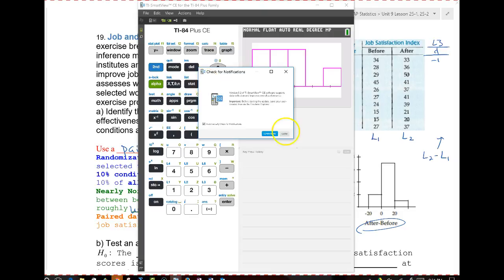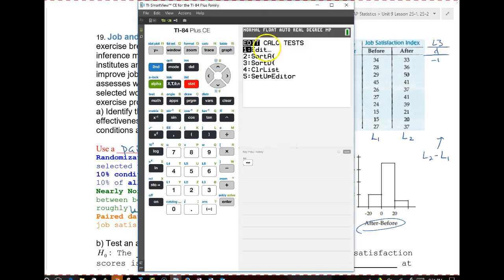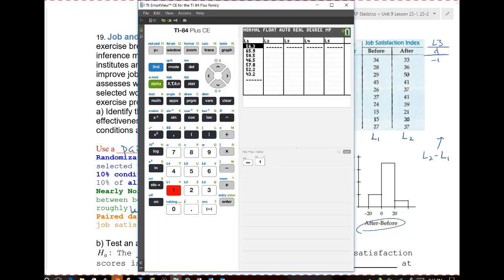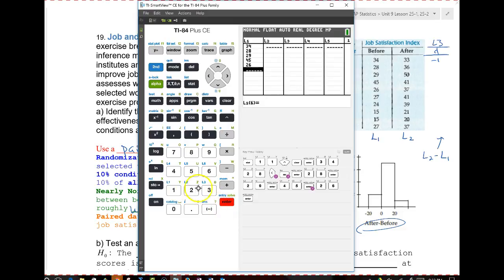So let's go stat, edit, number 1 here. I'm going to arrow up and clear it real quick to make sure we're all good. Now I'm going to put the values in here. So I got 34, enter, 28, oops, don't do that. Delete. It is actually a lot harder to use this in a regular calculator. 28, enter, 29, and I'd advise you guys to do the same thing on your calculator. Make sure you're comfortable with it. 26, enter, 27.